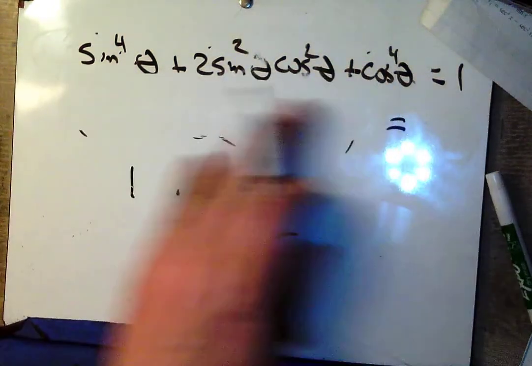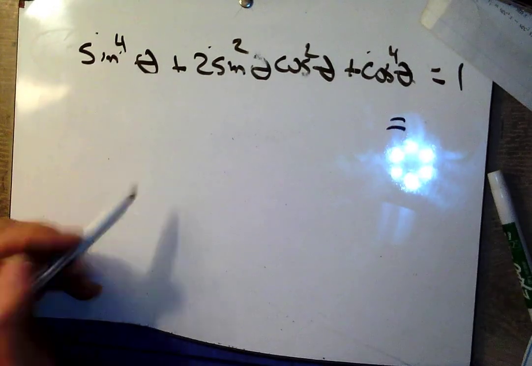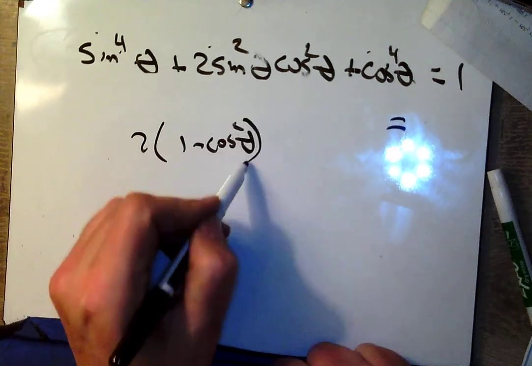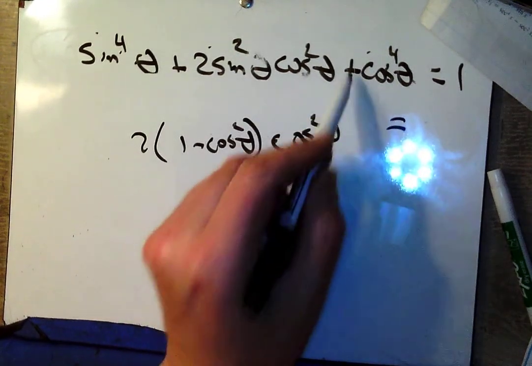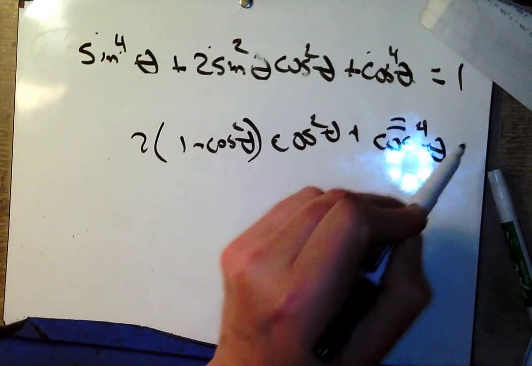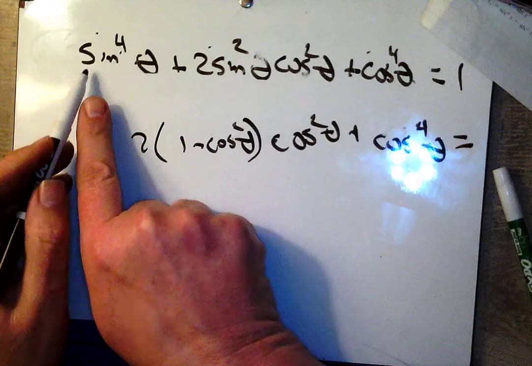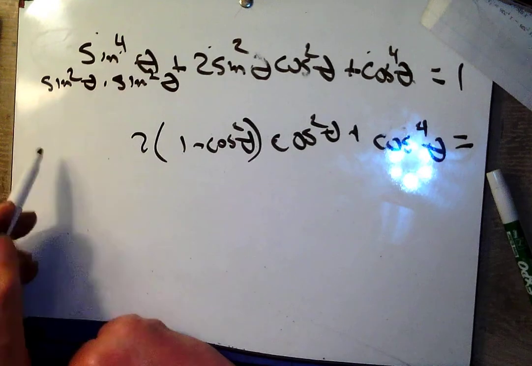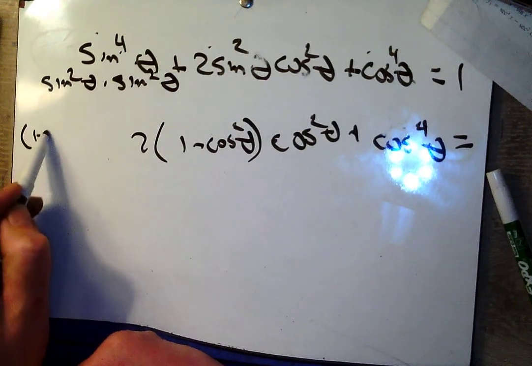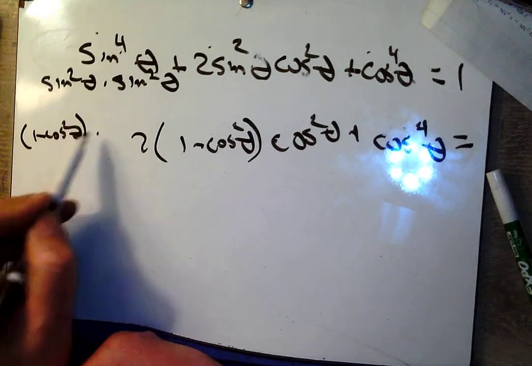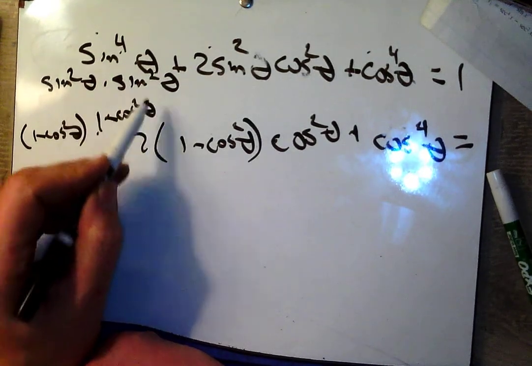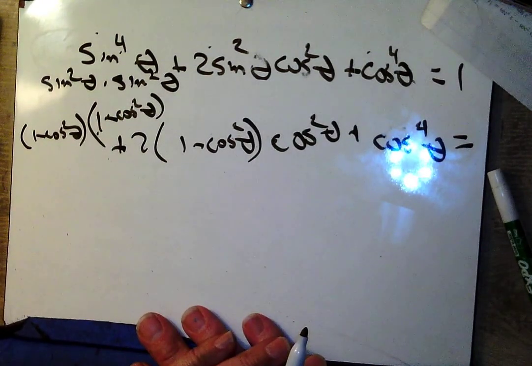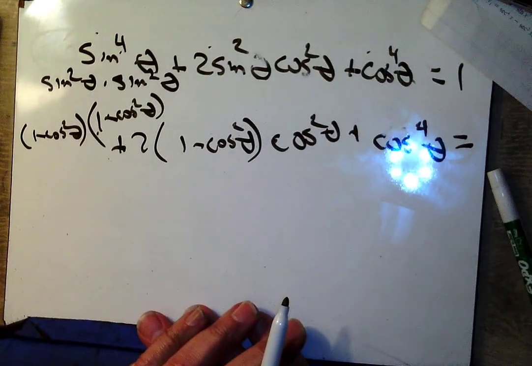I might be able to take this down that path, where I see this as 2 times 1 minus cosine squared theta times cosine squared theta plus cosine to the 4th theta. And what would I have to do here? Well, that's sine squared times sine squared. And so I guess I could turn that into 1 minus cosine squared times 1 minus cosine squared plus this stuff. And you know what? I think it'll work. I think we'll be able to get to 1 that way. But I'm not sure.